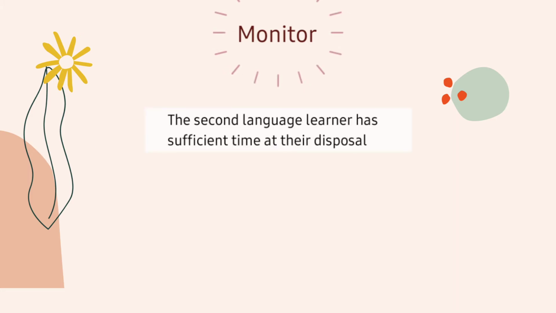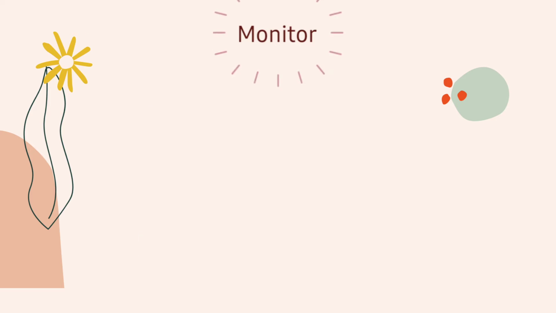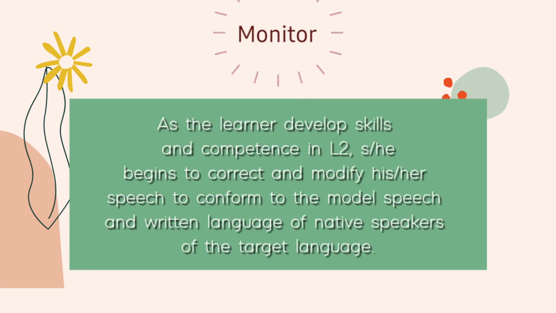First, the second language learner has sufficient time at their disposal. Second, they focus on form or think about correctness. And last, they know the rule. According to Krashen, the role of the monitor is minor, being used only to correct deviations from normal speech and to give speech a more polished appearance. As the learner develops skills and competence in the second language, he or she begins to correct and modify his or her speech to conform to the model speech and written language of native speakers of the target language.